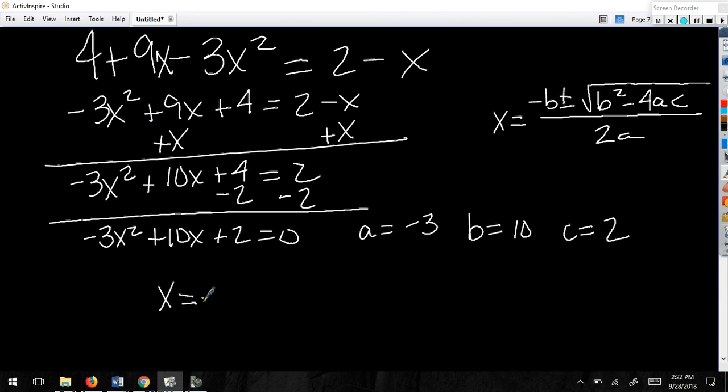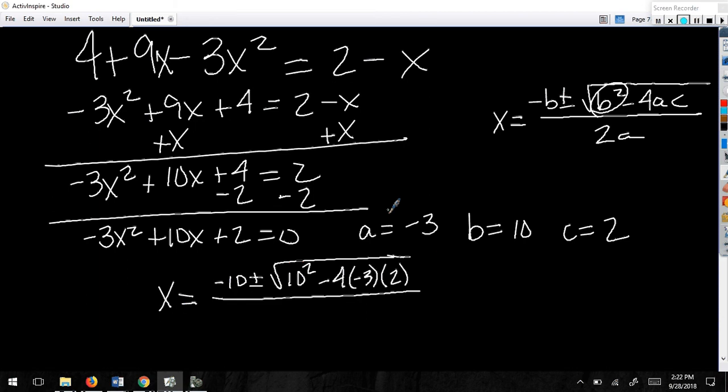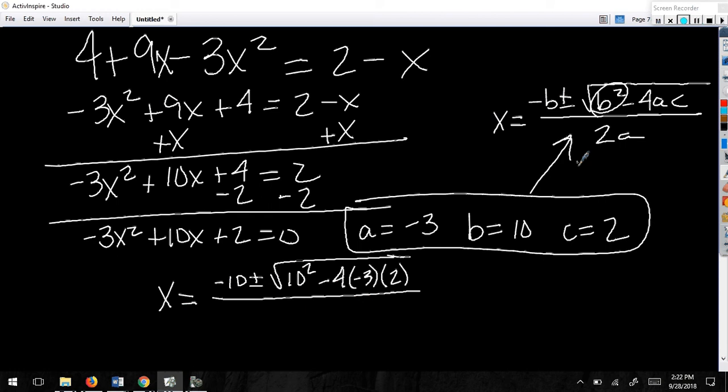Opposite B. So what's that? Positive 3. Opposite B. Negative 10. Plus or minus the square root. Now I need B squared. What is B squared? 100. So 10 squared, I'm going to write it as 10 squared. If you want to write it as 100, that's fine. Minus 4 times A. What is A? Negative 3. What's C? 2. Do y'all see what I'm doing, how I'm just plugging in these values into this equation?